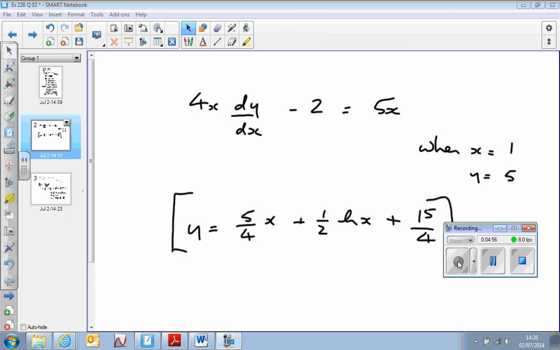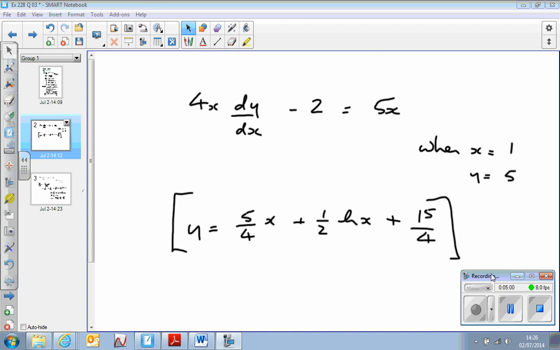Okay, the solution is there: 5 over 4 x plus a half log x plus 15 over 4. If you didn't get that, or you can't see where that comes from, then I'll run through the solution now. So if you'd like to carry on.